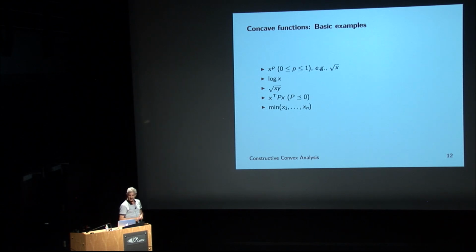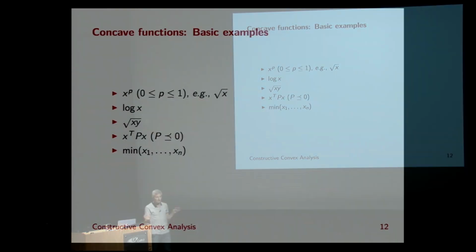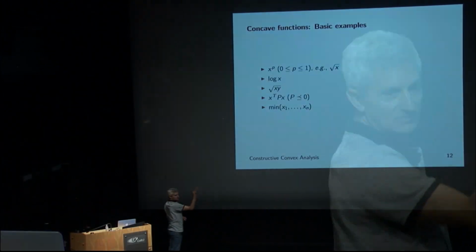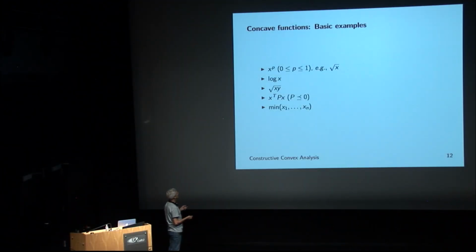Here are some basic concave functions. By the way, these are things that everybody needs to know, period. It doesn't matter what field you're in. If there's math involved, you need to know these things. That's my opinion. So here's one. Powers with p between 0 and 1, these are concave, like square roots. That just goes up like this, so it's concave. Log, that's concave. Geometric mean is concave. A quadratic form with a negative semi-definite matrix, and the min of the entries of a vector, that's a concave function.